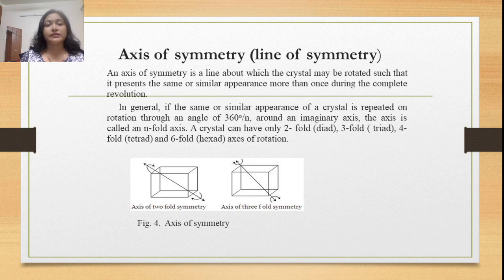Now, if it is a two-fold symmetry, then we call it a dyad. If three-fold symmetry, then we call it a triad. If four-fold symmetry, we call it a tetrad. And a six-fold axis of symmetry is known as a hexad. So see, this is a two-fold axis of symmetry. And this is a three-fold axis of symmetry joining the two opposite corners.